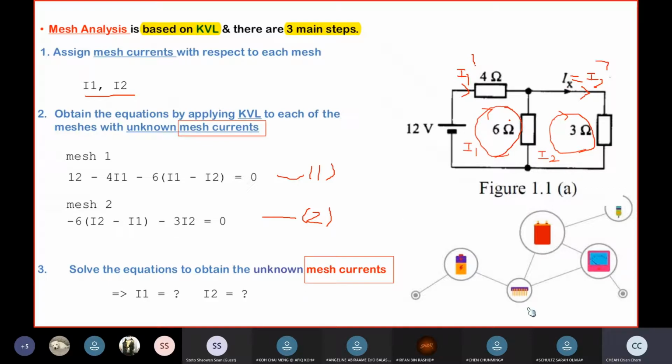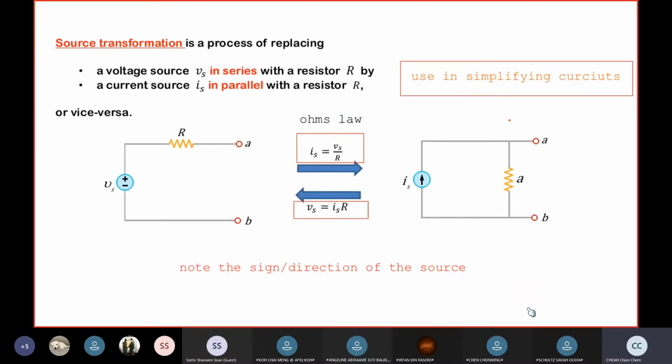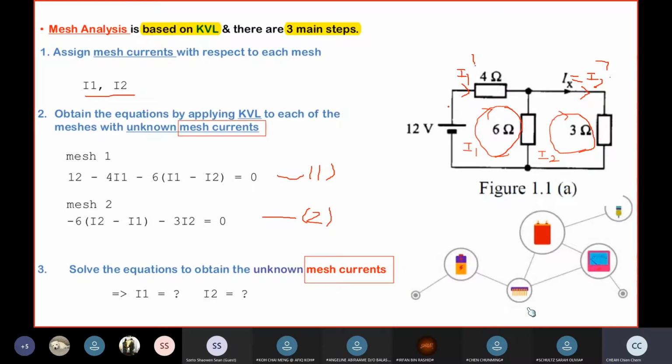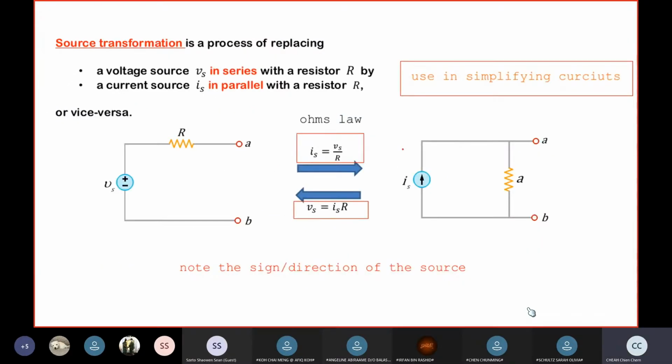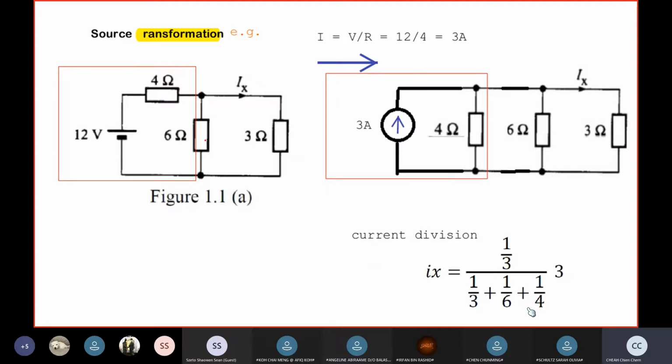So this is using mesh analysis, and we can also use source transformation to transform this voltage source in series with a resistor to a current source in parallel with a resistor. Source transformation is useful in simplifying circuits because in some cases you cannot simplify just by combining the resistors because there's a source there. In this case, you should use source transformation.